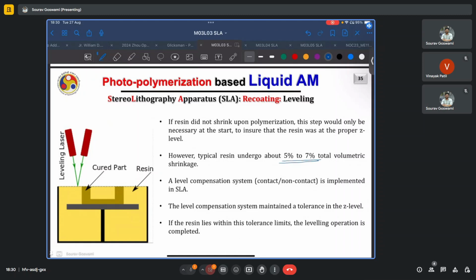There's a level compensation system, which can be a contact type using some sort of contact profilometer, or a non-contact type, such as optical or laser-based, implemented in SLA. This level compensation system maintains a tolerance in the Z level, so you may have a fixed tolerance level within which your part must comply, and so you can program it. And this leveling system will ensure that for each build layer, that tolerance height is ensured. And should the resin lie within such tolerance limit, the leveling operation is complete and we move on to the next step. If the resin does not lie within this, then excess resin will be allowed to flow over and this process will be repeated.